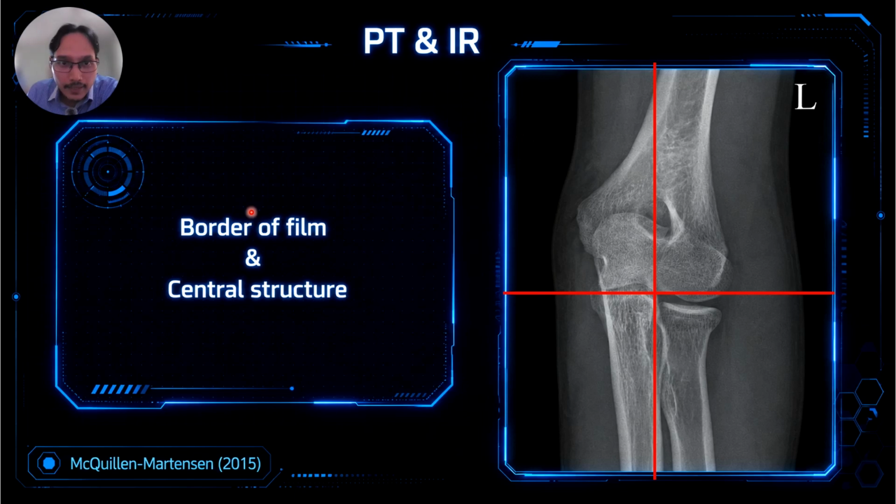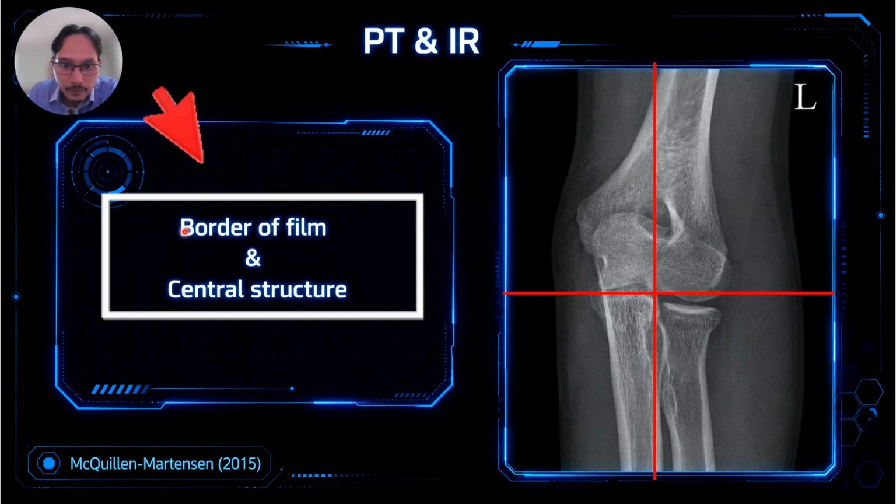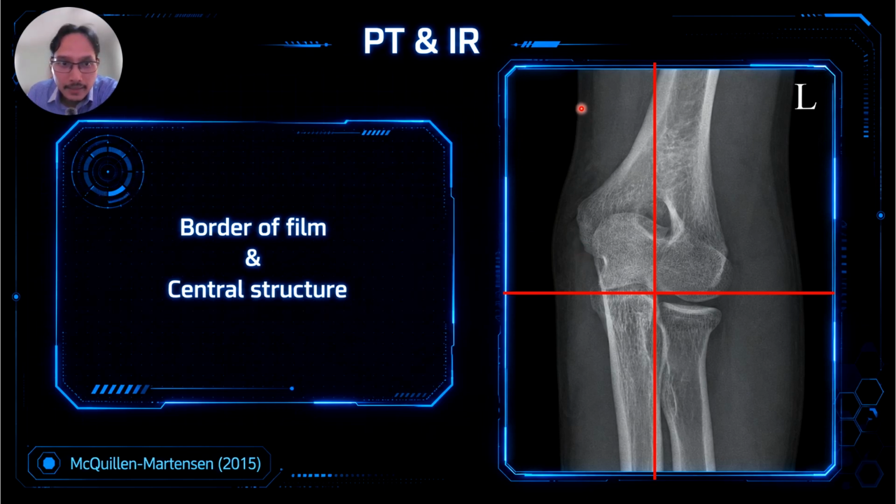The final alignment assessment evaluates the relationship between patient and the image receptor. For this alignment, we are evaluating the border of film to the central structure. The alignment between the patient and the image receptor is incorrect because the distance between the central structure to the edges of film at superior and inferior is not equal.